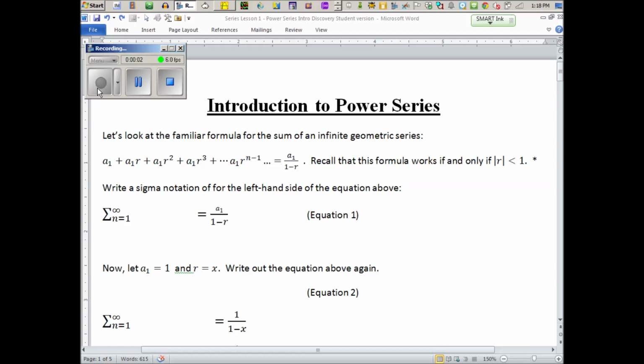Okay, so I try to convince you that maybe some of our curves in math can be approximated with polynomials. They're not really polynomials, they're kind of like infinitely long polynomials. But look at this very familiar problem. You've seen this 1,000 times.